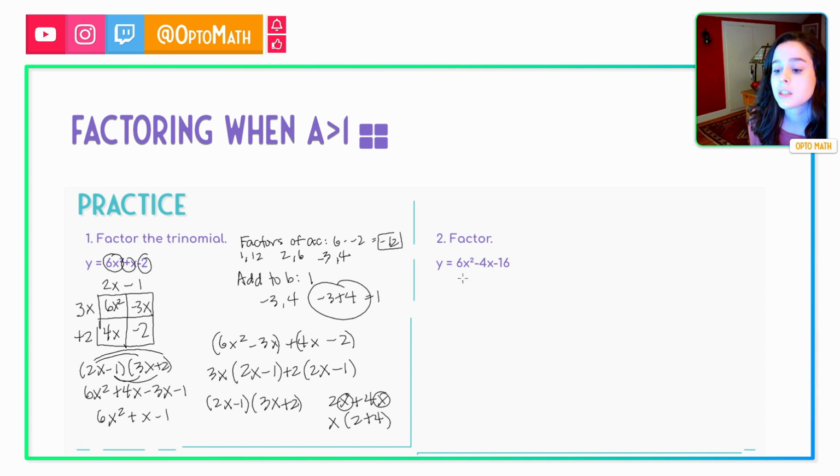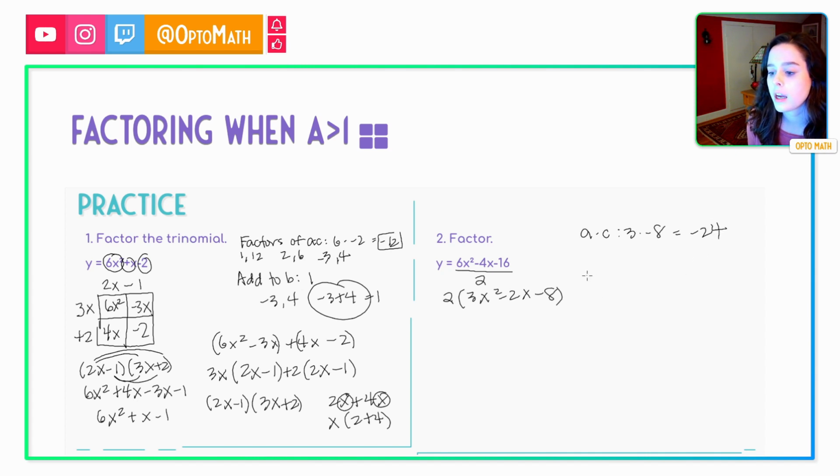Number 2, 6x squared minus 4x minus 16. So you might notice there is a GCF, and the GCF is 2. So let's factor that out. So GCF, just right off the bat, we get 3x squared minus 2x minus 8. So now we get to factor our trinomial on the inside of these parentheses. So we're going to do factors of a times c, and that's going to be 3 times -8, which is going to be our -24.